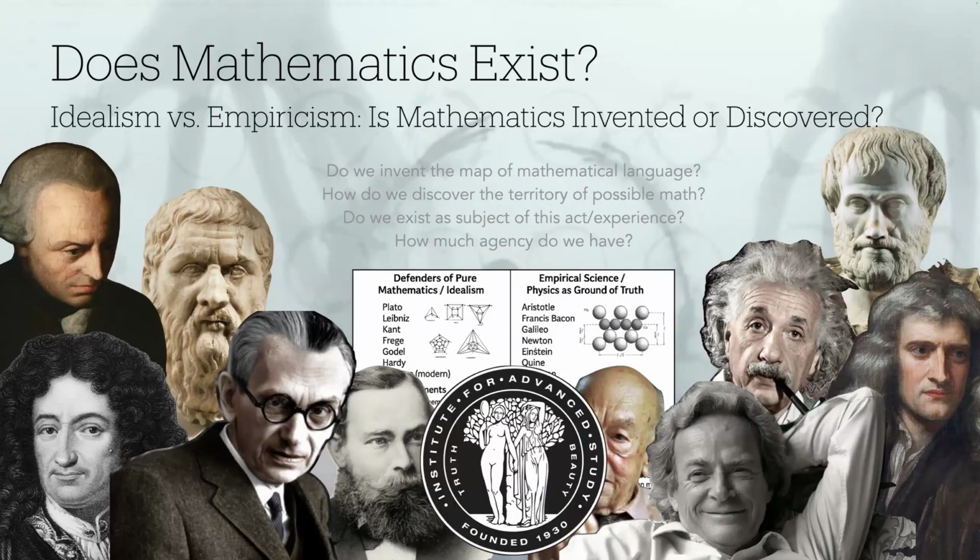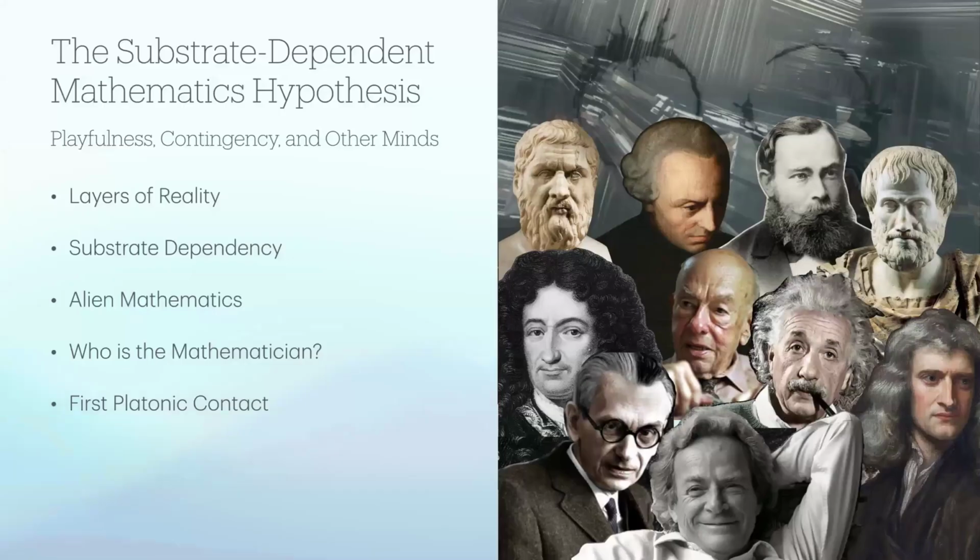I spent some time at the Institute for Advanced Study, and the motto they have there is truth and beauty, and it feels like it's really talking about truth versus beauty in a way, and I'll come back to that. This is the menu for today. I'm starting with talking about layers of reality, and I'll finish with how to make first contact with the Platonic space, a bit like we make first contact with alien mathematics in a way.